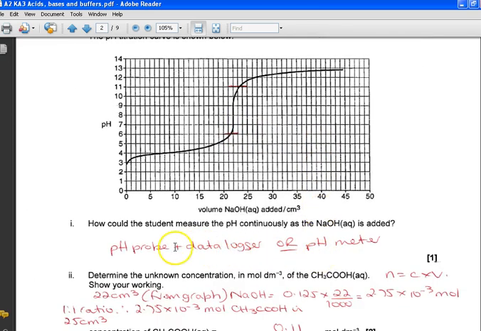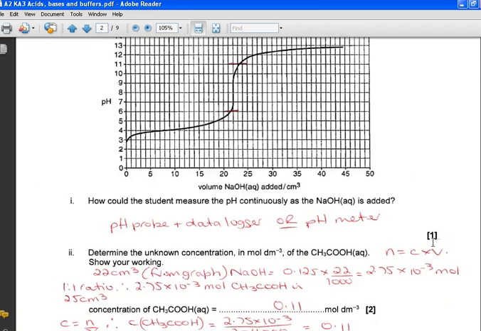Okay, so I think most of you got this right, but some people didn't. When you're asked about measuring pH continuously, you can't use a pH paper or universal indicator or anything like that. It has to be a pH probe plus a data logger, which is what you used when we measured pH, or you use a pH meter, which basically has everything in one instrument. So it's a pH probe plugged into a data logger, or a pH meter.